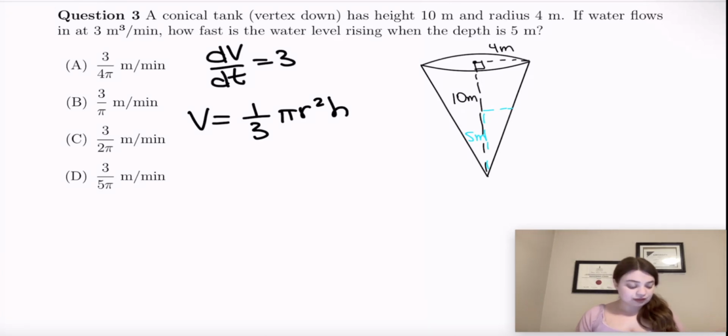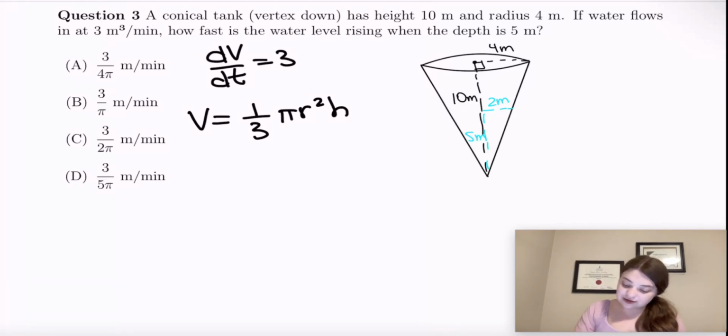Okay, so the next thing I'm going to do is use similar triangles in order to relate R and H. Notice that we have this triangle right here that has legs of 10 and 4, and that means this triangle with a height of 5, or depth of 5, must be a similar triangle. So if this is 5 meters, then the other one has to be 2 meters, right? Because it has to be half of whatever 4 is, since 5 is half of 10.